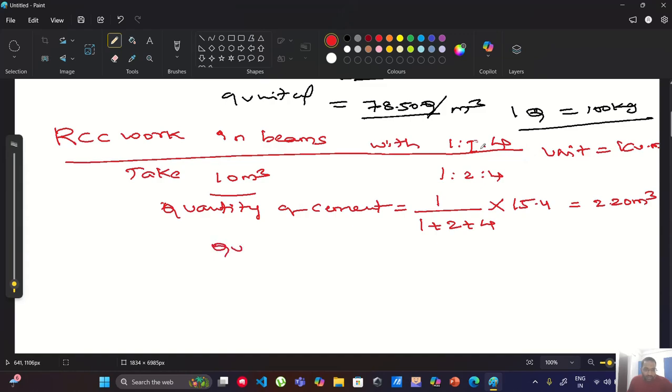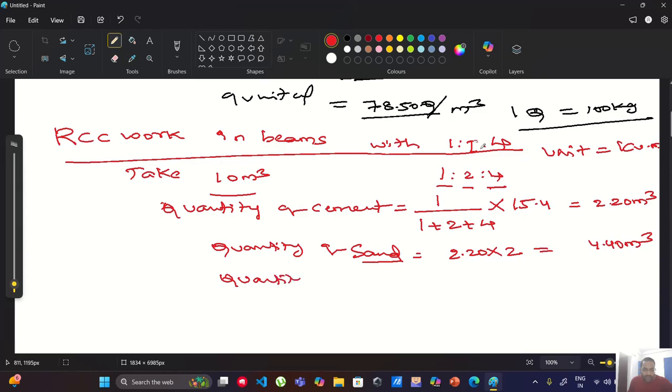Next one, quantity of sand. So quantity of sand is 2.20, the cement, product with 2. Here the 1 stands for cement, 2 stands for fine aggregate, and 4 stands for the coarse aggregate. I am writing it as a quantity of sand, so it will be equal to 4.40 meter cubic.